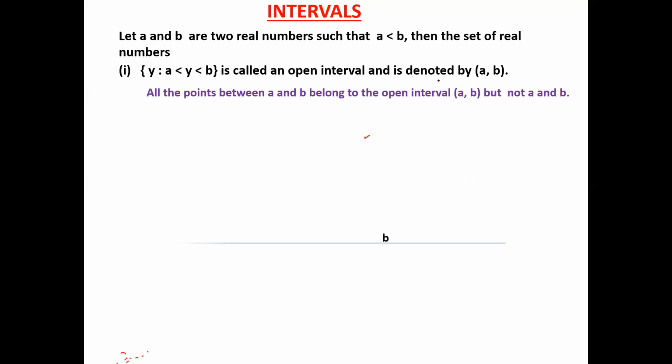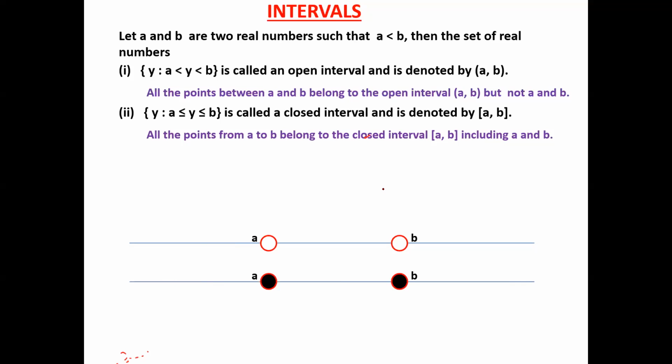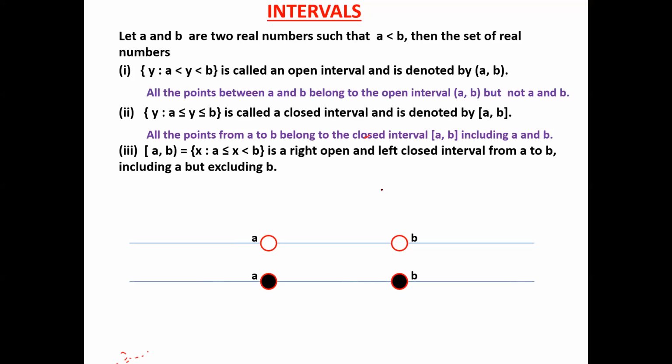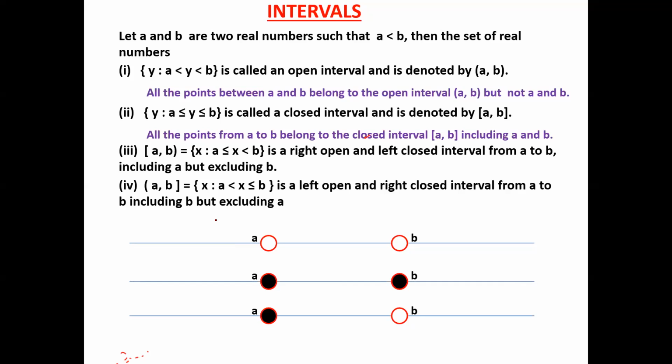Open interval means A and B not included, all the numbers between them included. So that is why the hollow bracket is there. That means A is not included, B is not included, all the numbers between them included. Closed interval, A and B are also included. Obviously, this is called a closed open interval. Then we have an open closed interval. So these are the 4 types of intervals.